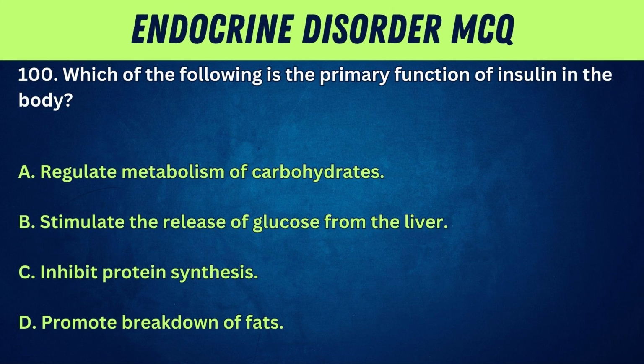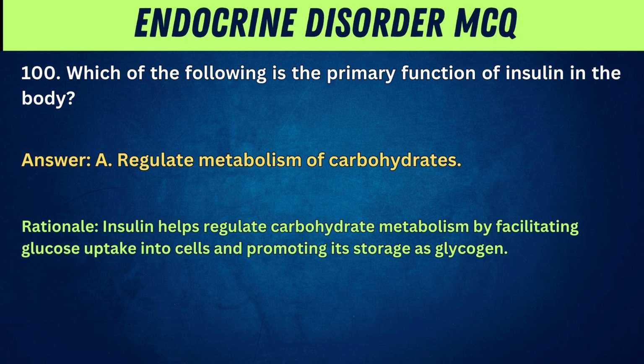Which of the following is the primary function of insulin in the body? A. Regulate metabolism of carbohydrates. B. Stimulate the release of glucose from the liver. C. Inhibit protein synthesis. D. Promote breakdown of fats. Answer: A. Regulate metabolism of carbohydrates. Rationale: Insulin helps regulate carbohydrate metabolism by facilitating glucose uptake into cells and promoting its storage as glycogen.